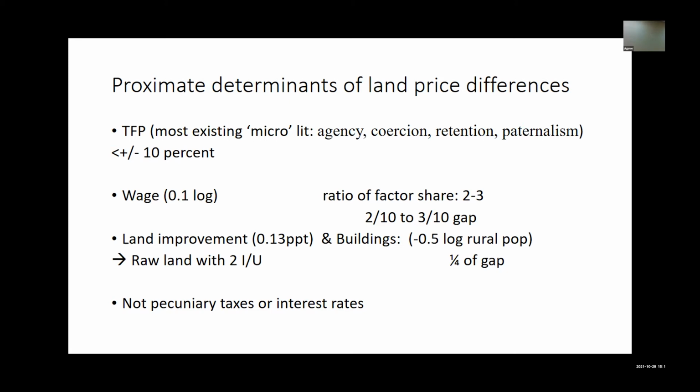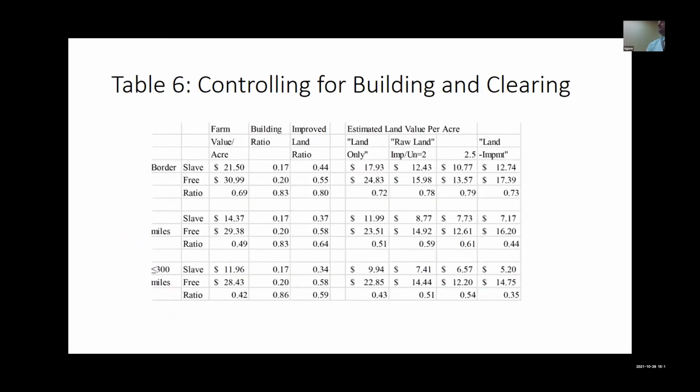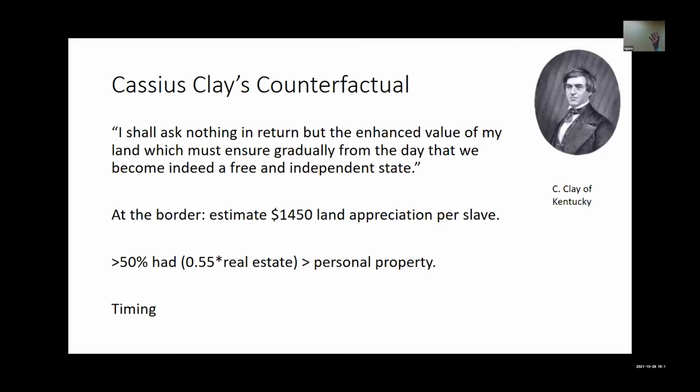It turns out that pecuniary taxes aren't big, nor are interest rates. So we do various ways where we're attempting to control for, is the land improved? You get into this comparison that Kentucky's Cassius Clay made. So he's a slave owner and an abolitionist. And he'll end up saying, if they abolish slavery in Kentucky, it will have a sufficiently large effect on my land values that it will more than pay for the cost of emancipating slaves. Okay, my slaves. So you get this kind of thing where people who are there are saying this very thing. It's having this adverse effect on land values.